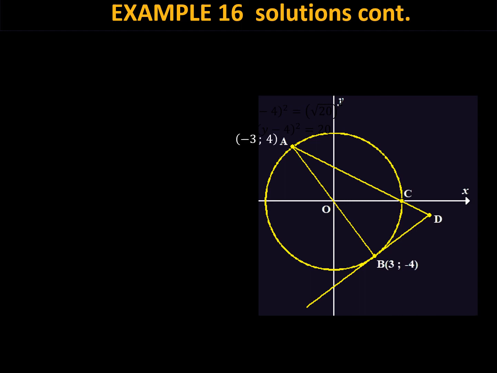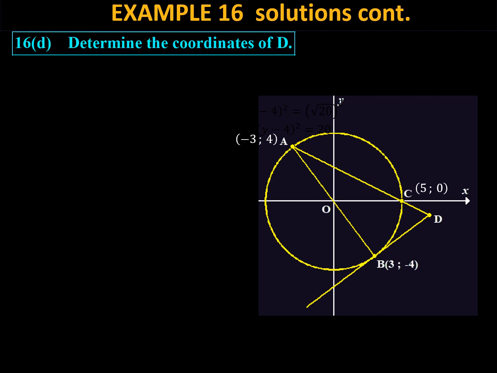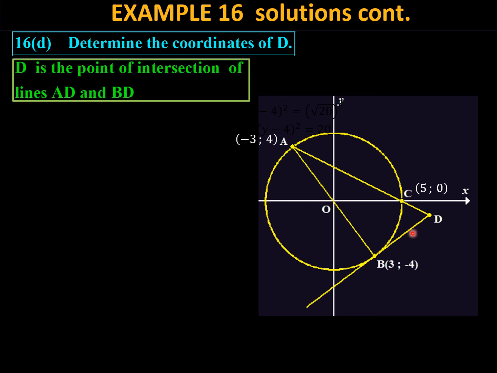Sub-question. There's our diagram. Point A was calculated. We worked out point C. And we want to determine the coordinates of D. Remember what I suggest we always do? Where is D? D is on the tangent. Where else is D? D is on the straight line ACD. The tangent, I have the equation of the tangent. So D is the point of intersection of those two lines.